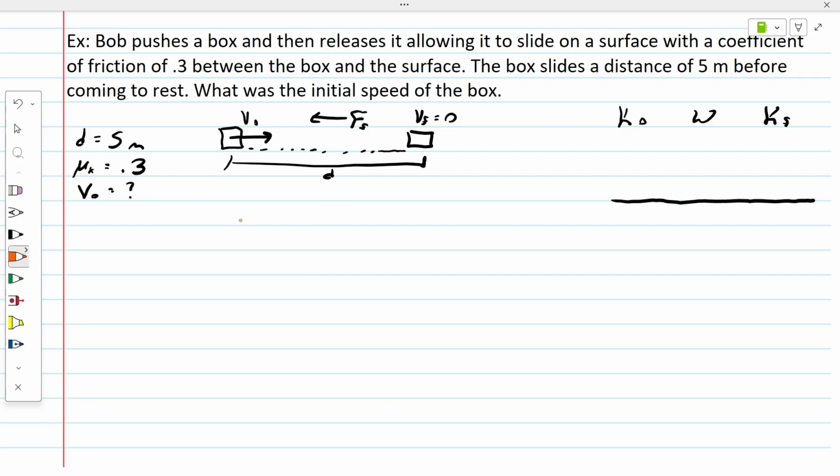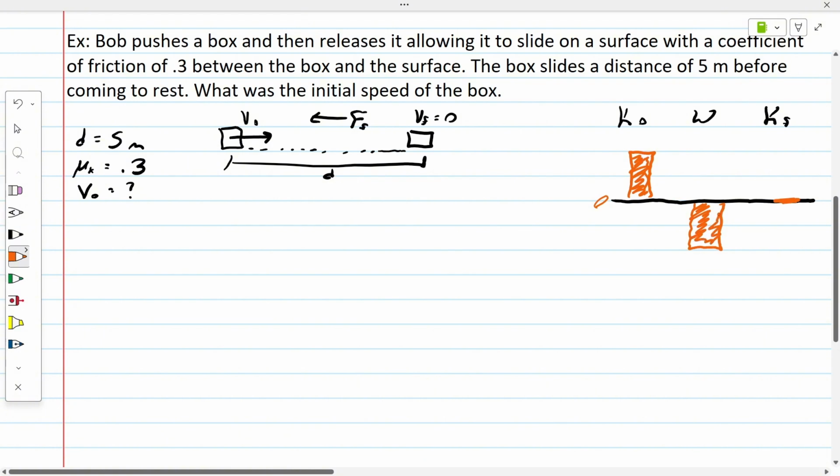If we fill in our chart over here, we know there's some initial kinetic energy because the box has some initial velocity, and we know the final kinetic energy is going to be 0 because the velocity final equals 0. So this will be at 0, and so the work that's done has to be the negative of that initial kinetic energy. That's what our graph over here would look like.